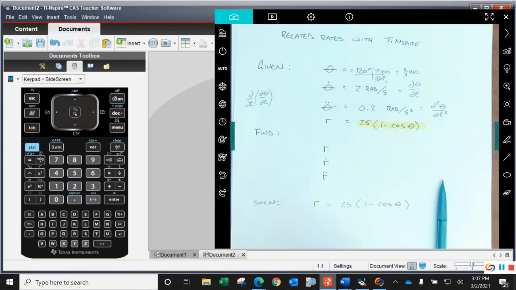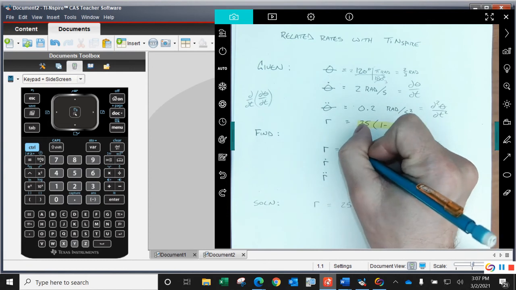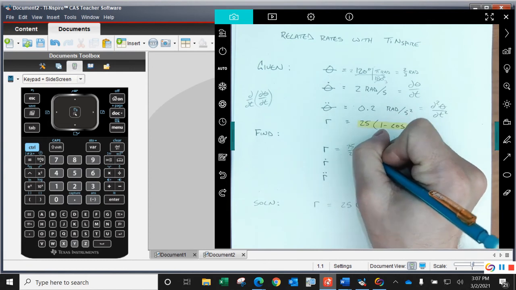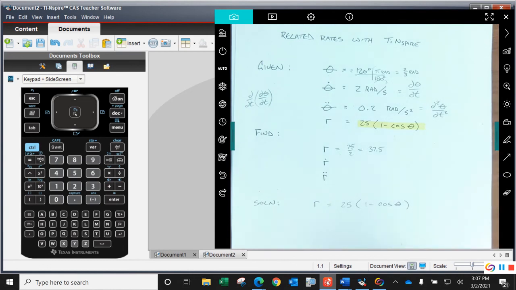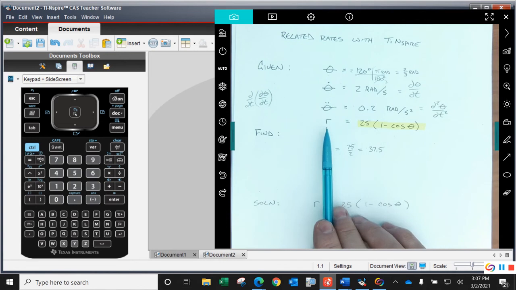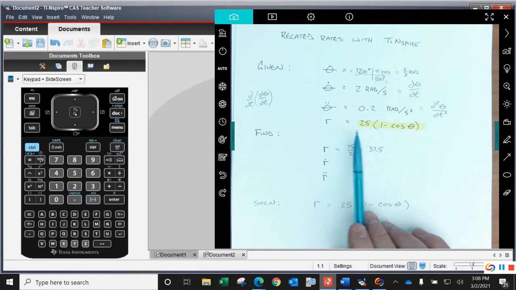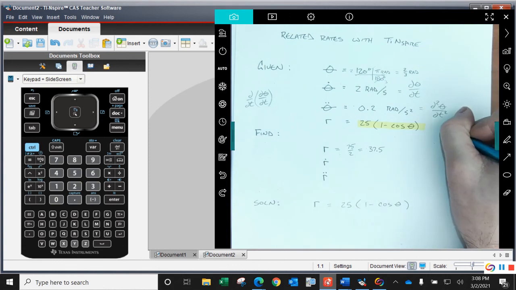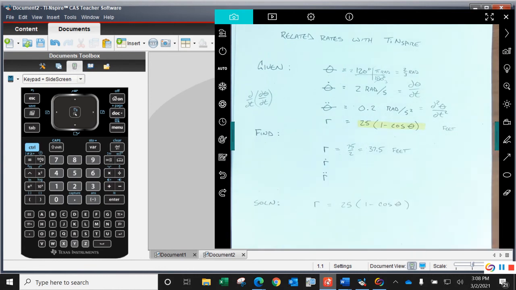Let's go record that. So we have found r is equal to 75 over 2, or 37.5, whatever you would like to write it out as. Now in this particular story problem, I left this part out. I probably shouldn't have, but this r was given to us in feet. So this is in feet. That was kind of an important piece there.